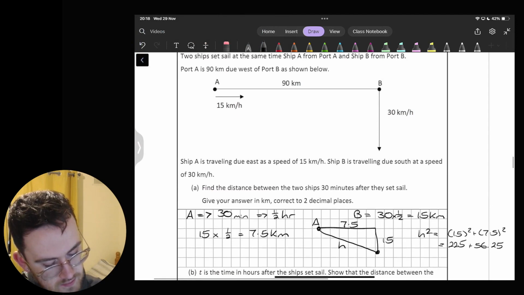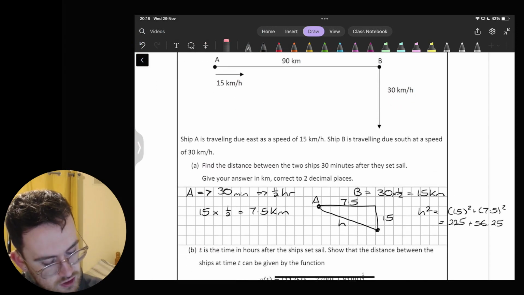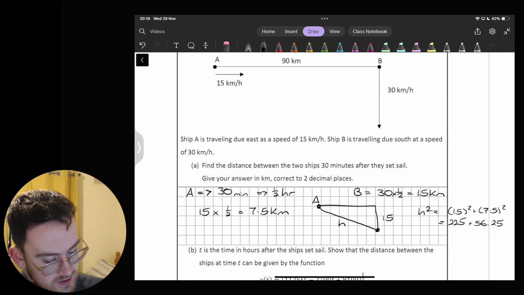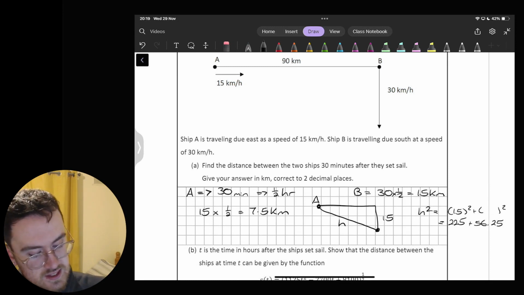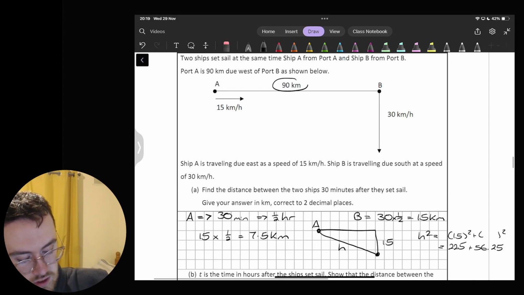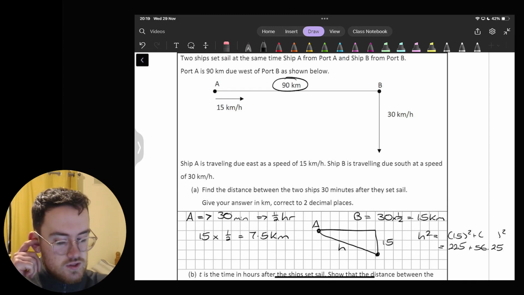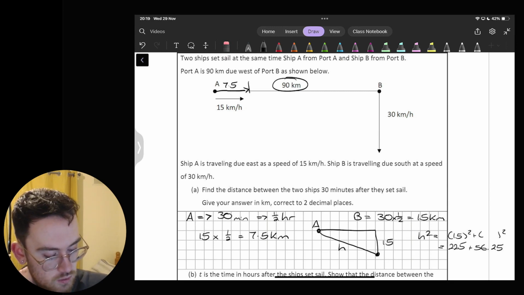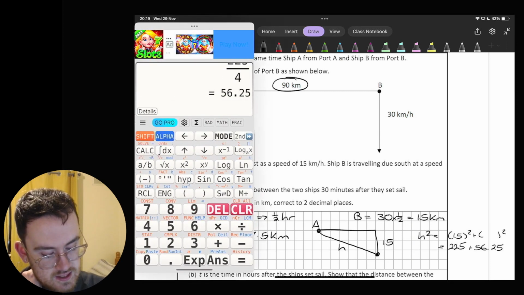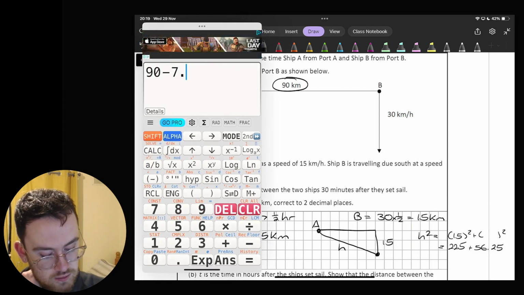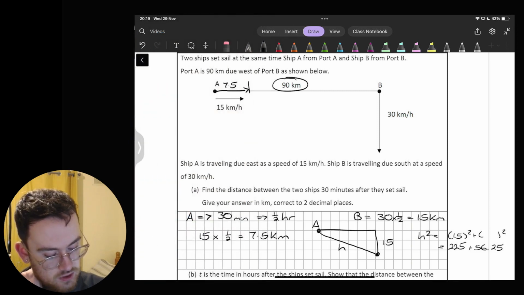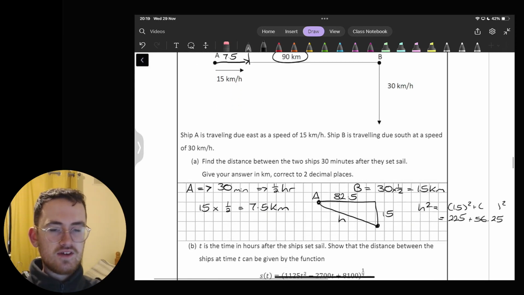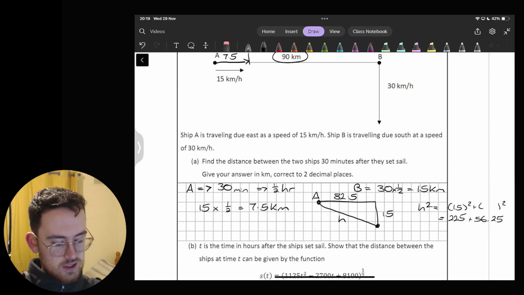Or excuse me, I'm jumping too quick there. 7.5, of course, being the distance A has traveled, does not mean that that is the distance from my top here. I need to make note of the 90 kilometers here as well. So I have traveled a distance here of 7.5 kilometers, which would mean that I have a resulting distance left to get to port B of 82.5 kilometers. I was thinking that was a bit small for us there. So I have 82.5 kilometers left to travel to take me to port B.